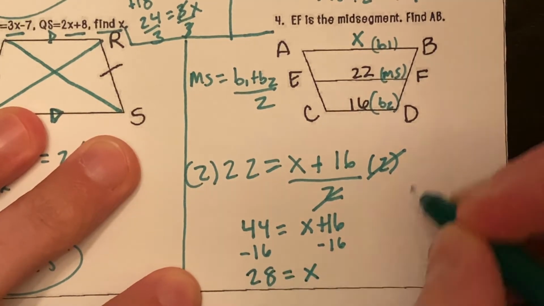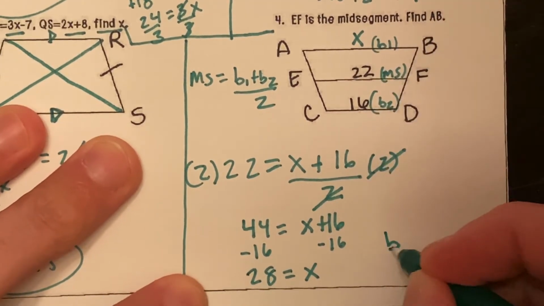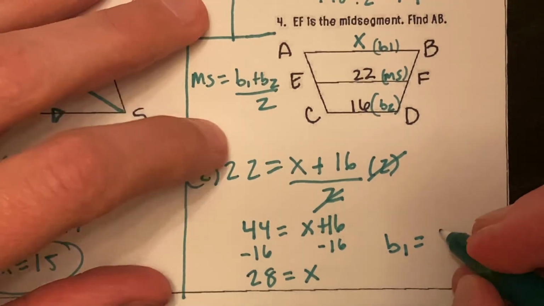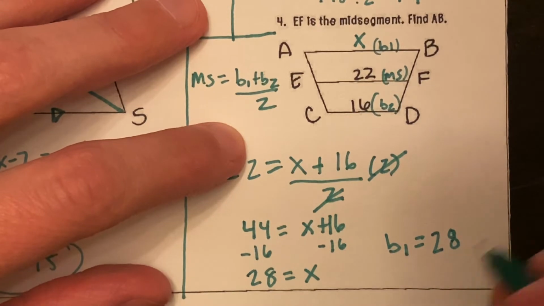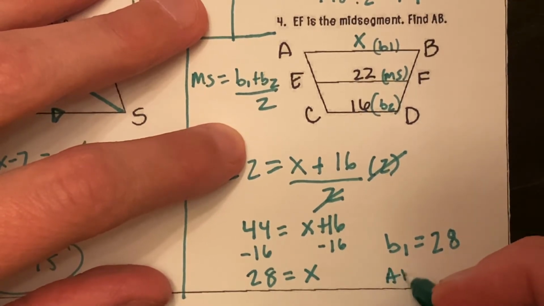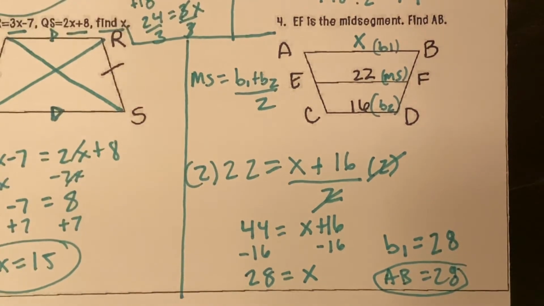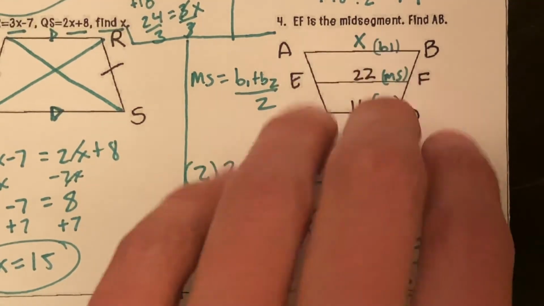So x equals 28. So base 1 equals 28, which is also what AB is. So you can either say base 1 is 28 or AB is 28. And that's your answer. Okay?